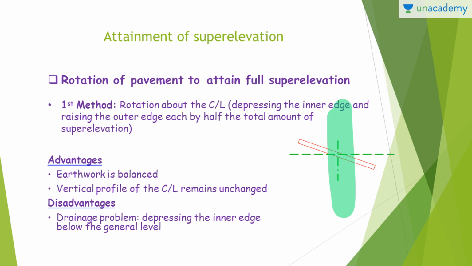And what are the disadvantages? Well, the first one is a drainage problem, that is, depressing the inner edge below the general level. So this is the normal ground level, but you are depressing this portion below the ground level, so there is a bit of drainage problem in this portion. So these are the advantages and disadvantages of the first method of rotation of pavement to attain full superelevation.